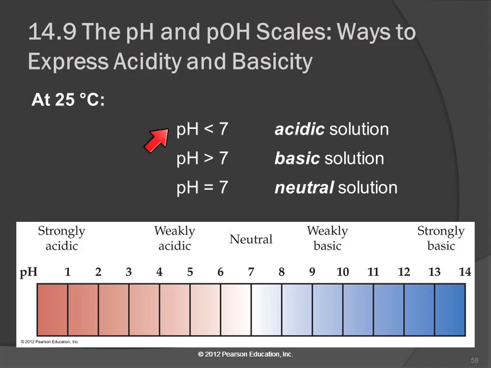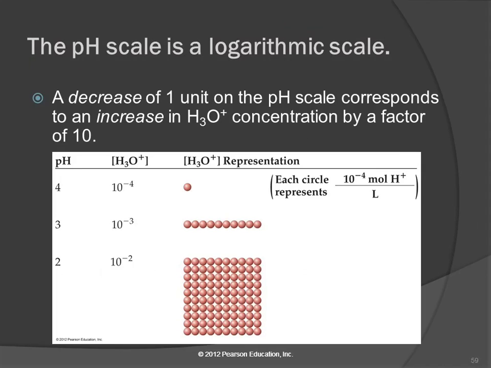So if the pH is less than 7, we say the solution is acidic. pH greater than 7 is basic, and pH equal to 7 is neutral. And sometimes they're divided up into strongly acidic, weakly acidic. The pH scale is a logarithmic scale, which means it involves a logarithm.